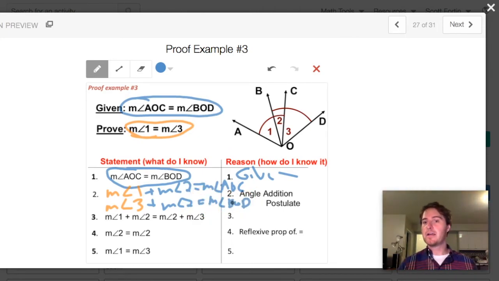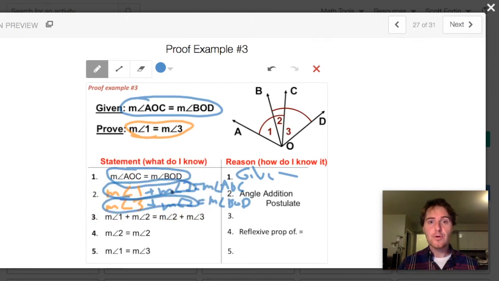All right, and very nice, because what do we know about measure of angle 2 and measure of angle 2? Well, they equal each other because of reflexive, okay? You're actually going to use that later. And then here, measure of angle AOC and measure of angle BOD, that was actually our given. Check it out. That was our given right here. So we know that measure of angle AOC and measure of angle BOD equal each other. So what can we say about these two expressions? They equal these things, so they're going to equal each other.